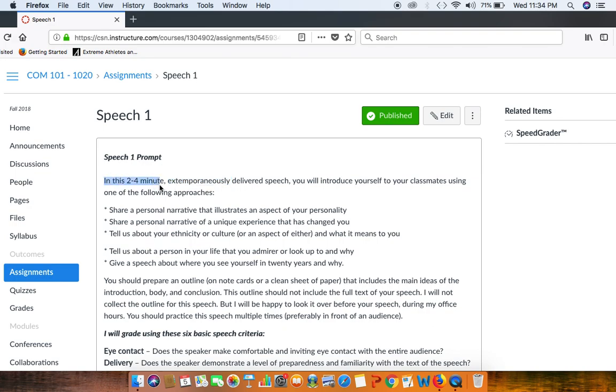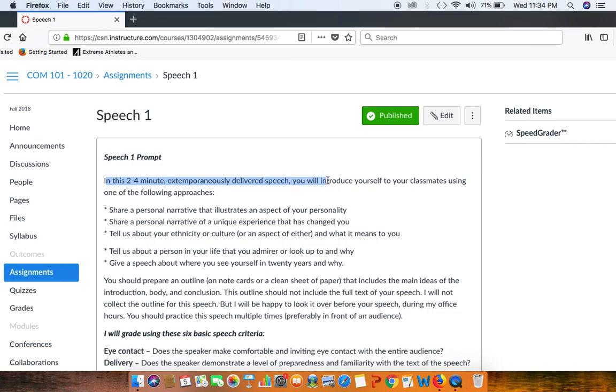Definitely stick to this 2 to 4 minute time frame. Your speech shouldn't be too long or too short, but fit right in this time frame. 2 minutes and 10 seconds is fine. 3 minutes and 58 seconds is fine, but make sure that you're right within this time frame. So it's a 2 to 4 minute extemporaneously delivered speech.